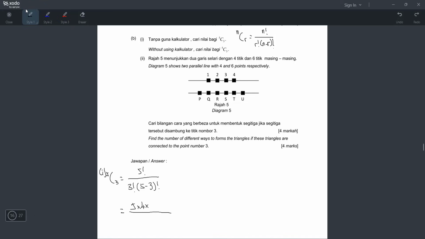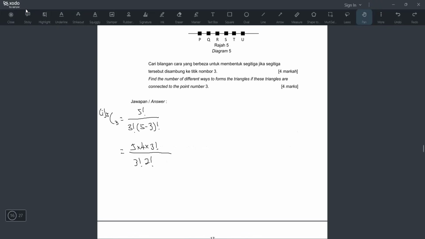5 times 4 times 3 factorial, right? And then what about the bottom? It will be 3 factorial. 5 minus 3 is 2. So 2 factorial like this, right? Okay, maybe you will ask me why I write 5 times 4 times 3 factorial. It's because I know I can cut here. It's because I know I can cancel.